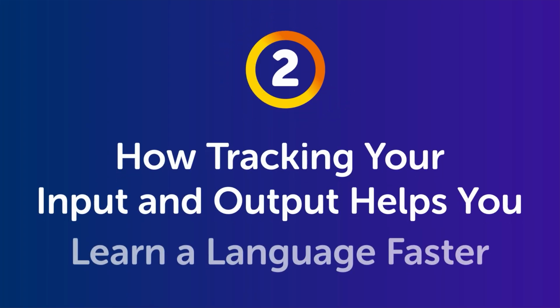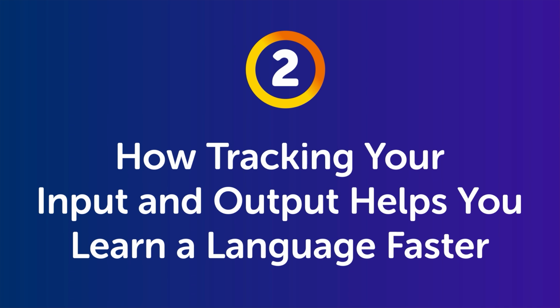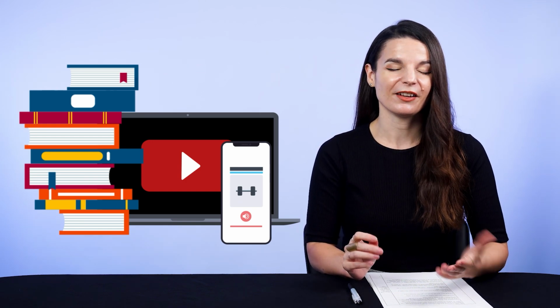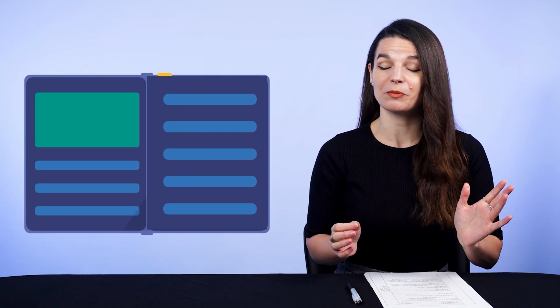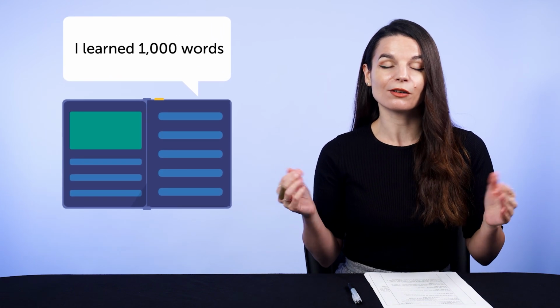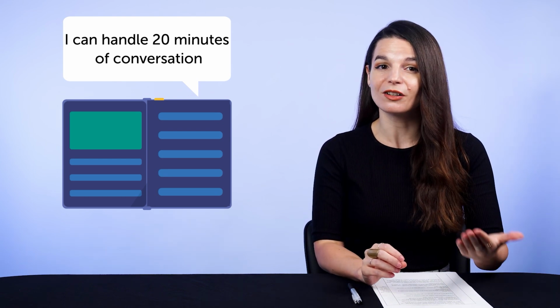Part 2, how tracking your input and output helps you learn a language faster. If you take a look around, most learners do a ton of input with studying, right? They read textbooks, they watch videos on YouTube, they spend hours on apps, but they have no measurable results or return on their time invested. If someone told you that they've read 200 pages of a textbook, which is a lot of input, can they place a specific number on their results? Can they say, I learned 1,000 words, or I can handle 20 minutes of conversation as a result of reading 200 pages? Probably not. So most learners don't know because most learners don't measure their input or their output. However, if you knew that listening to 1 hour of audio lessons a week resulted in being able to hold a 3-minute conversation, now you know what results you're getting from your work.